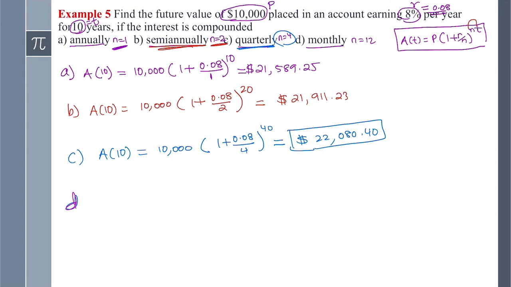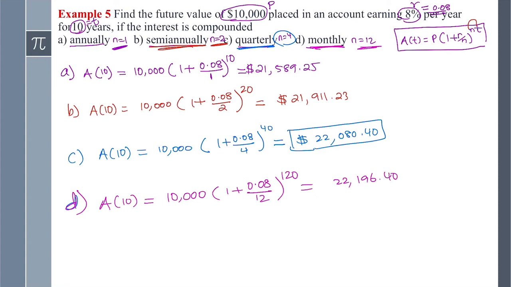Okay, now D. So D is monthly. That means n is 12. So the value after 10 years, if compounded monthly, is 10,000 times 1 plus 0.08 divided by 12, to the, again, just be careful, the exponent is n times t. N is 12, t is still 10. So 12 times 10 is 120. And then when we put this into the calculator, we get $22,196.40.